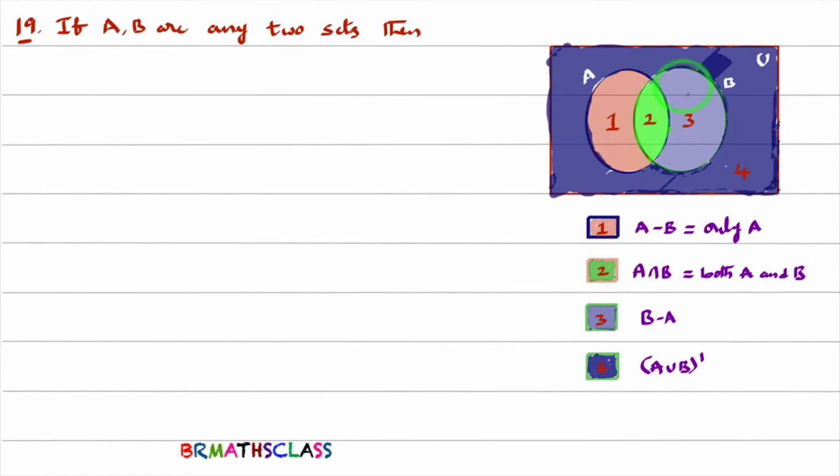What is the third part? Third part is only B. Correct or not? B but not A. So third part is nothing but B minus A. B minus A is only B. Now fourth part. You observe other than this 1, 2, 3 parts in this box, this remaining part is known as fourth part. That fourth part is nothing but not A union B.